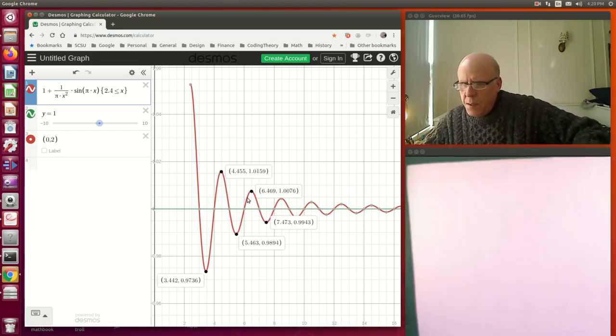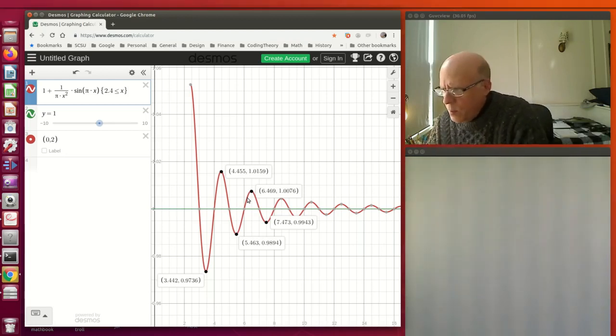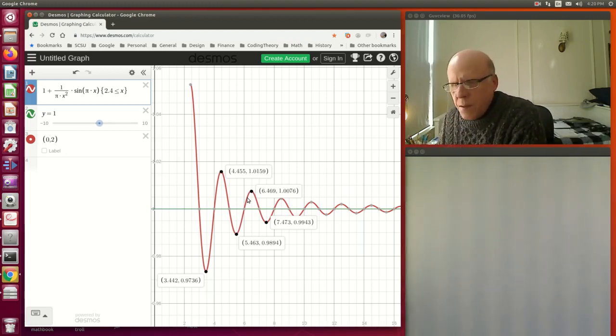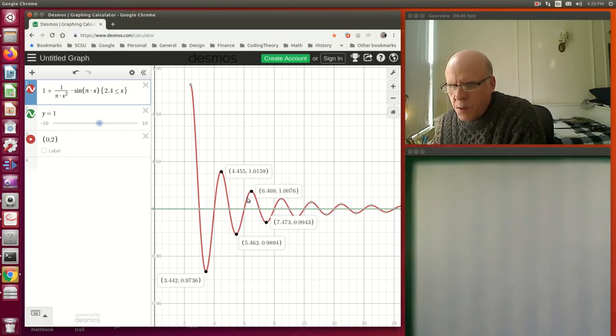I want us to think about that graph, but now don't do the graph explicitly that's there, but just think about any alternating graph.